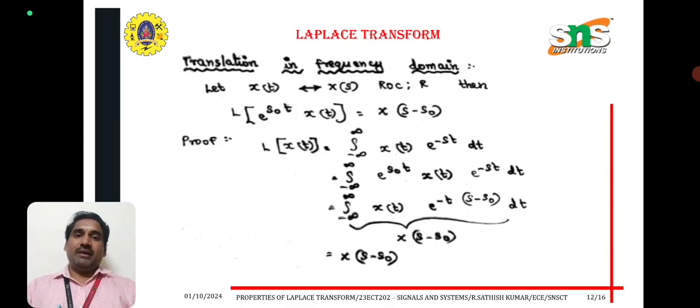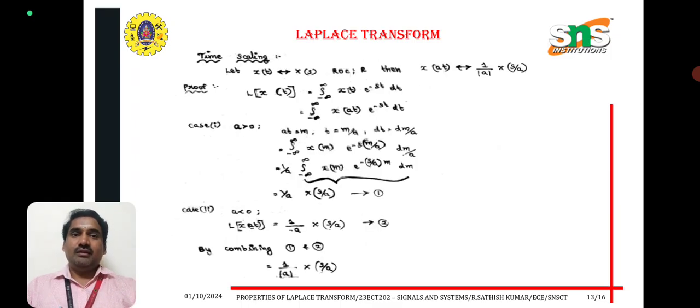Translation in the frequency domain: if x of t and X of s are a Laplace transform pair, then the Laplace transform of e power s naught t into x of t is equal to X of s minus s naught. The integral from minus infinity to plus infinity of x of t into e power minus st dt, with e power s naught t into x of t instead of x of t. Now we can combine both e power st terms, and we get capital X of s minus s naught.